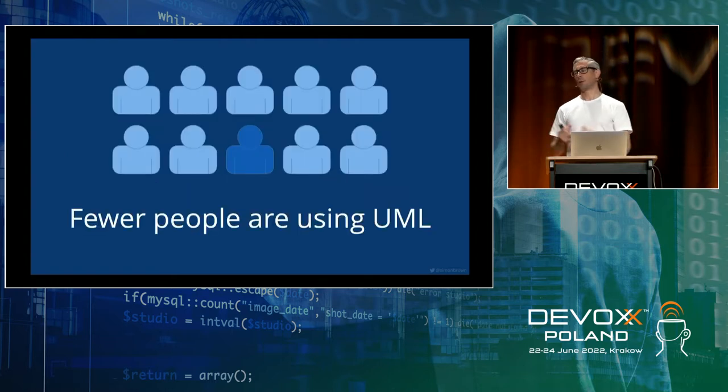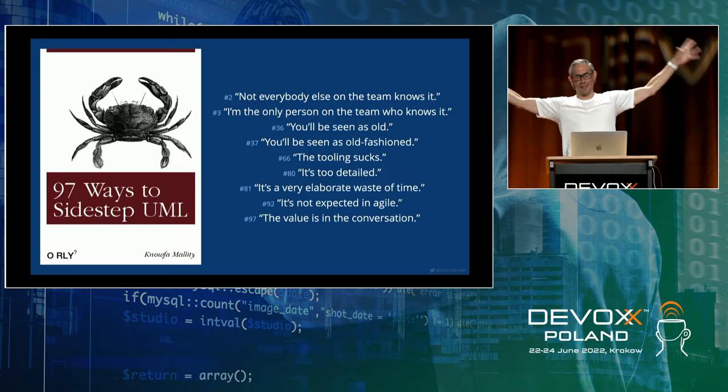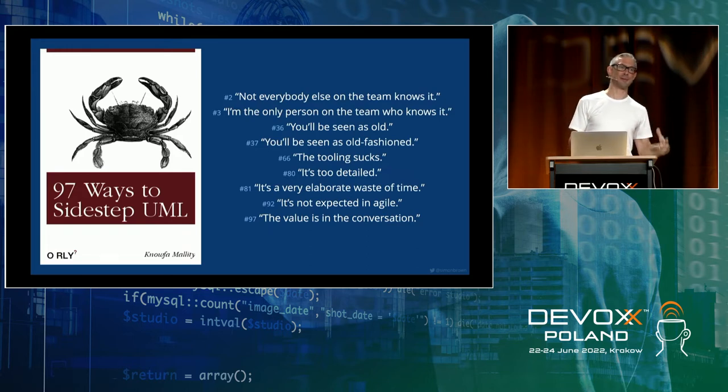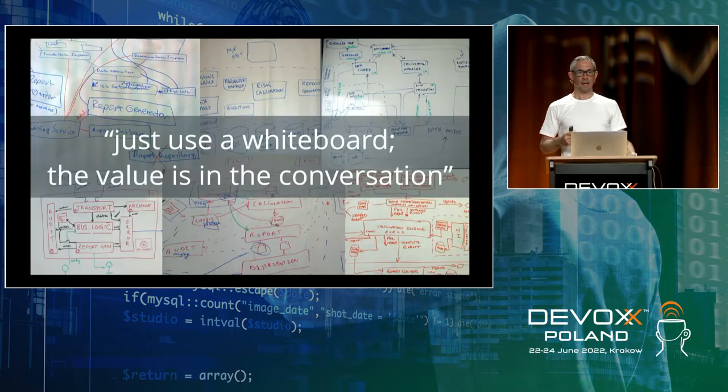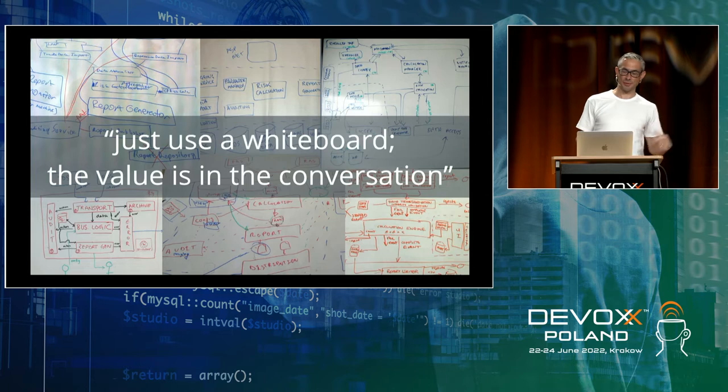There is a thing called UML. UML is one of the kind of standardized ways that teams used to create software architecture diagrams, but not many people are using UML these days for a whole bunch of different reasons. And I've literally heard all the possible excuses you could think of. What you'll hear people say is really, just use a whiteboard, the value's in the conversation. And although this is good advice on the face of it, it doesn't really provide much guidance for teams on how they should draw software architecture diagrams.